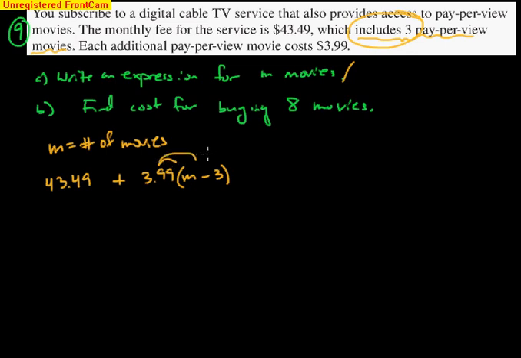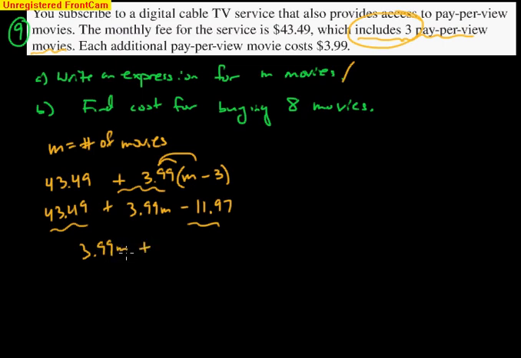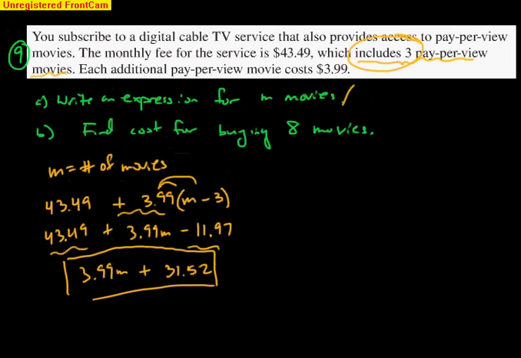Sorry about that. Undo. So this stays the same. We multiply both by a positive. It's a positive 3.99, so that's positive 3.99m. A positive times a negative is a negative, and that's $11.97. So then combine the numbers, so we have 3.99m, and this is going to be plus, and I'll do my calculator, 43.49 minus $11.97, 31.52, plus 31.52. So there's an expression for the total you're going to spend for buying M movies.